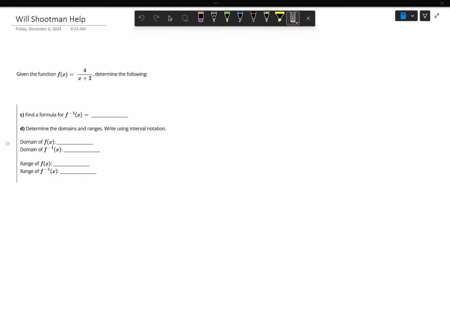So there's two main ways we find the inverse. Come on. Sorry, my tablet's not doing what I think it should. Nope. There we go.